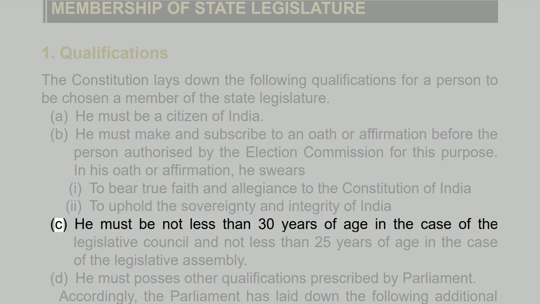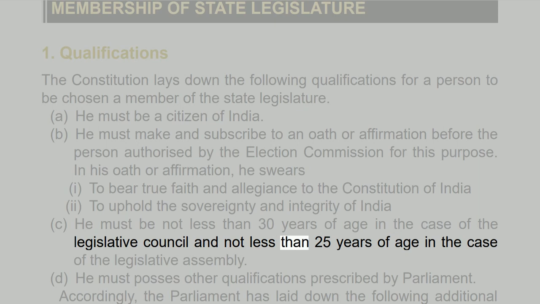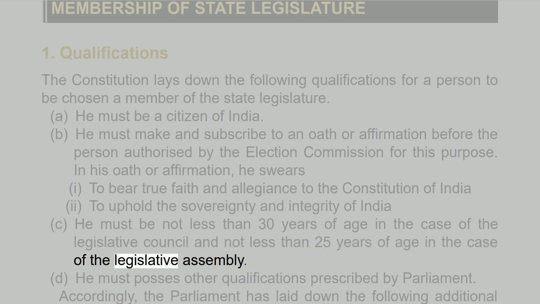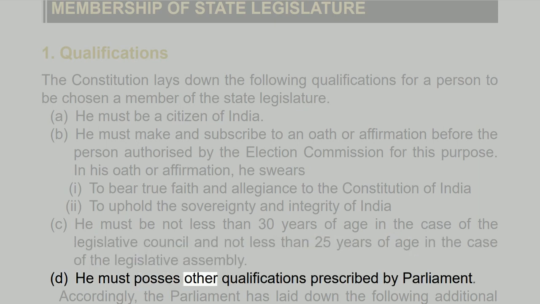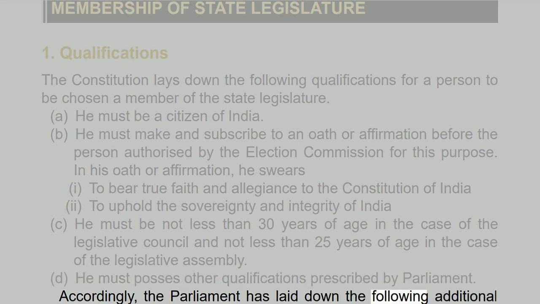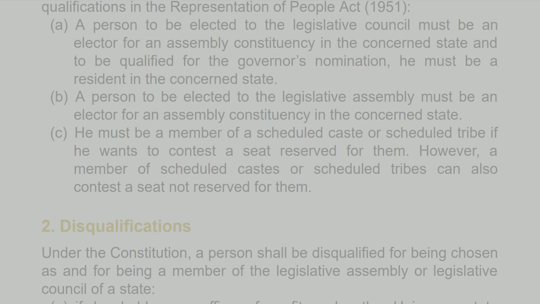C. He must be not less than 30 years of age in the case of the Legislative Council and not less than 25 years of age in the case of the Legislative Assembly. D. He must possess other qualifications prescribed by Parliament. Accordingly, the Parliament has laid down the following additional qualifications in the Representation of People Act, 1951.